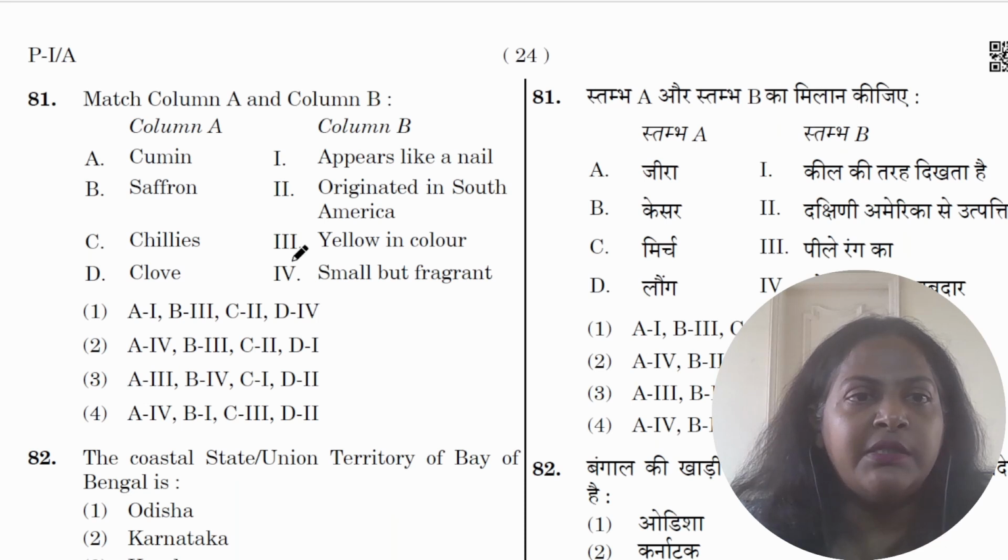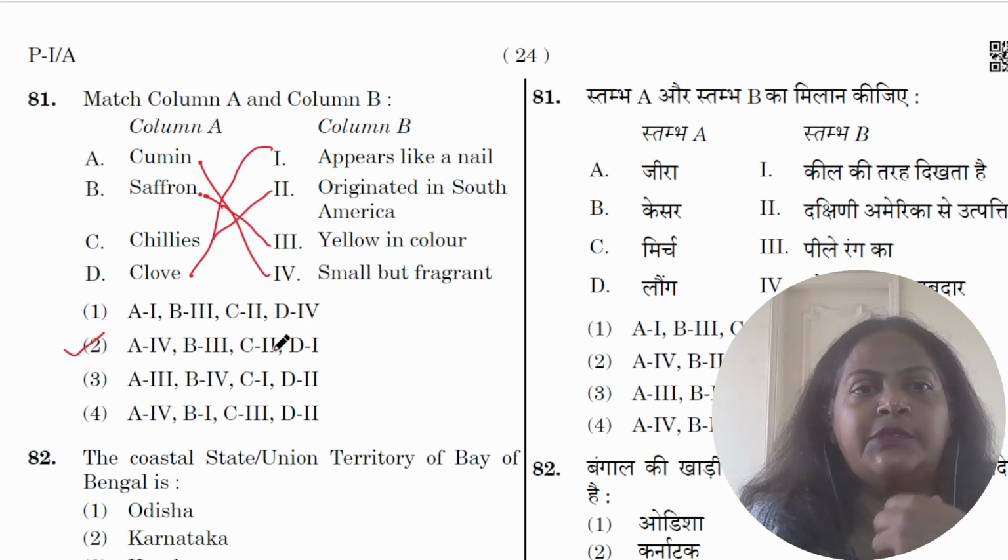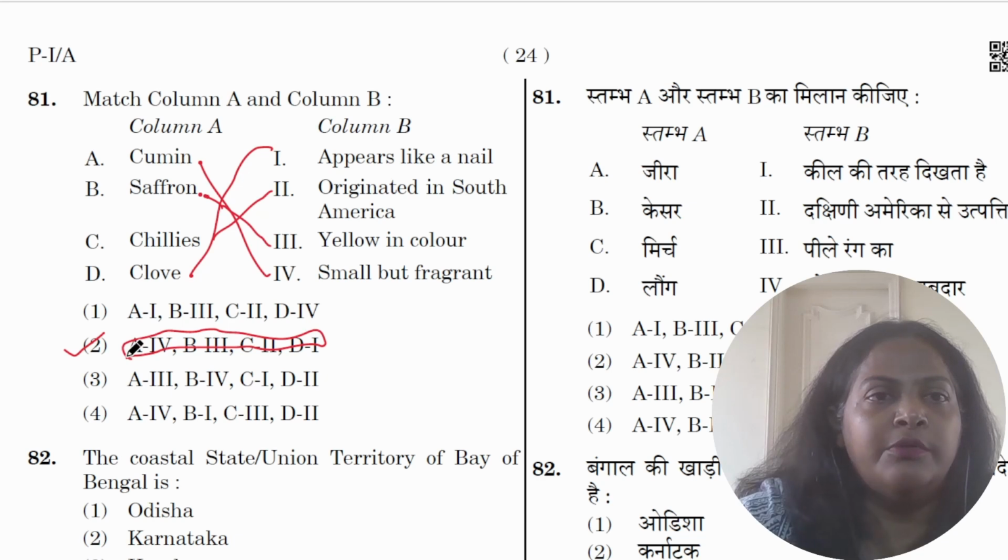Now question 81 is a match the following. We have cumin, saffron, chilies and clove. So the correct answer is 2, where cumin is small but fragrant. Cumin is jeera. Saffron is yellow in color. So we know this one. Chilies originated in South America, and clove looks like a nail. So if we know this one, this becomes very easy. So even if you know 2, that should be good.